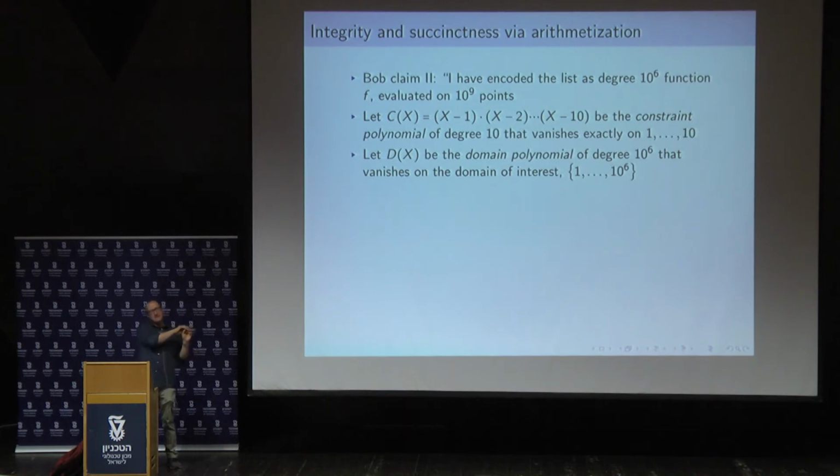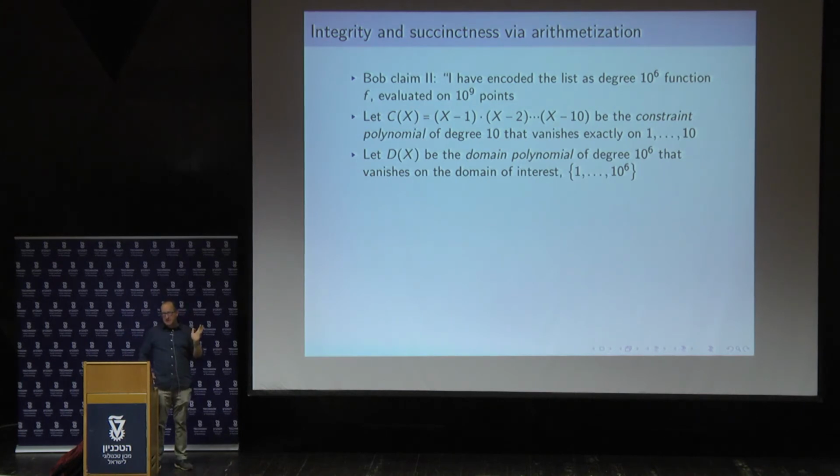And remember that Bob has said, I have this function f that is evaluated on 1 billion points. And Alice wants to check whether it corresponds to a list where the first 1 million entries are all in the range 1 to 10. So the constraint polynomial is what you see here. It's (x minus 1) times (x minus 2) times (x minus 3), and so on, up to times (x minus 10). And it's not hard to see that this polynomial vanishes, or evaluates to 0, on exactly 10 inputs.